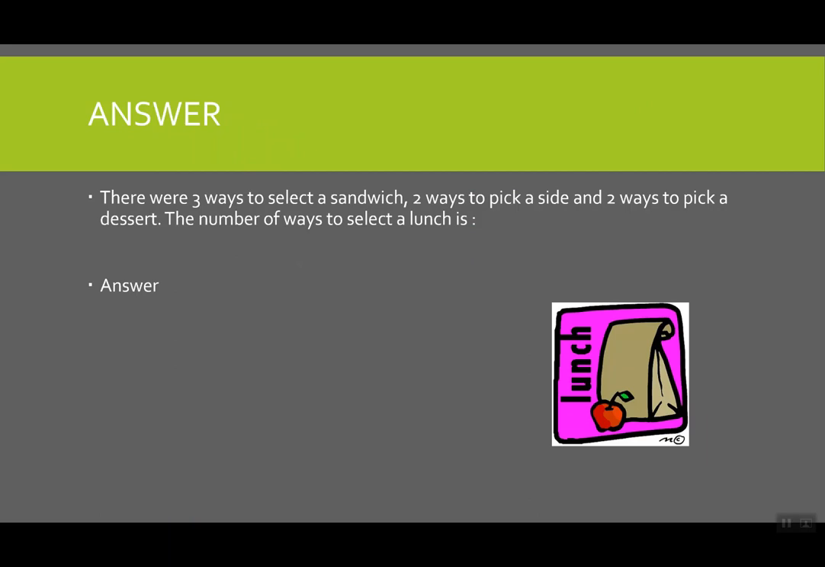To answer it, we need to look at it this way: there are 3 ways to select a sandwich. There are 2 ways to pick a side and 2 ways to pick a dessert. The number of ways the lunch can be ordered would be 3 times 2 times 2. So we look at how many ways we can do each part. We multiply those together, and that gives us 12 ways that the lunch could be catered.